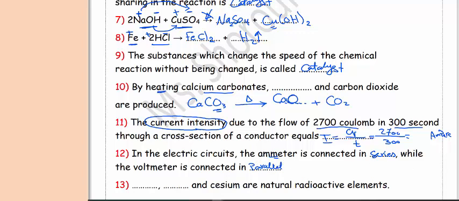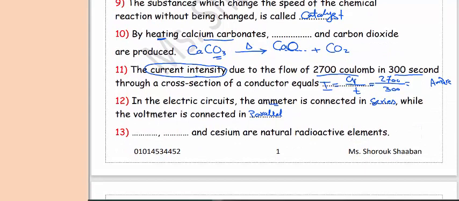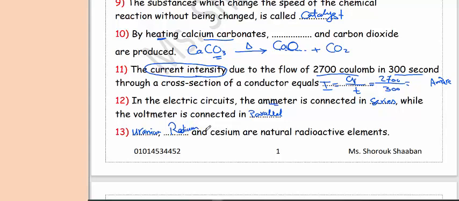Okay, question number 13. What and cesium are natural radioactive elements? He just needs some examples of natural radioactive elements. We have many examples. I can say the most common elements, uranium and radium. They are very common elements.